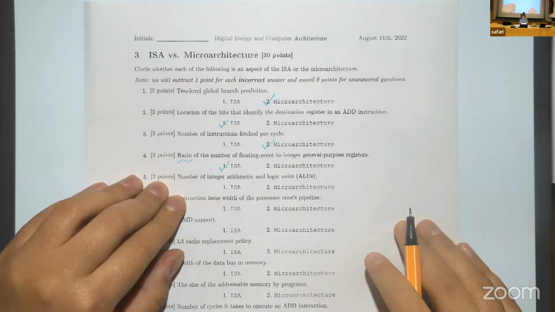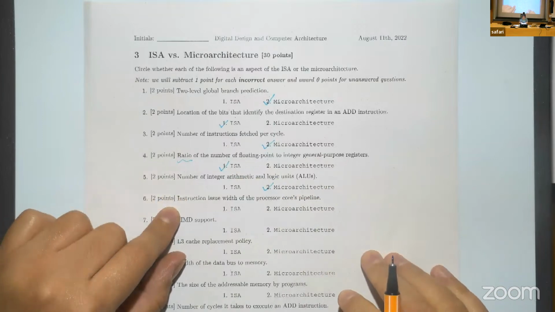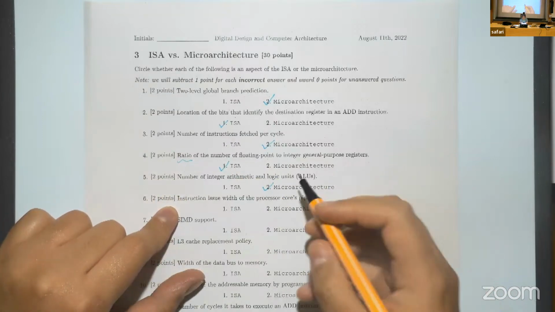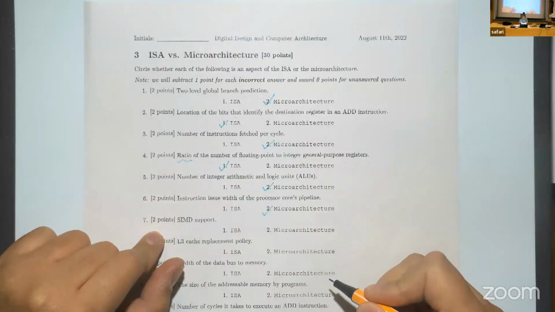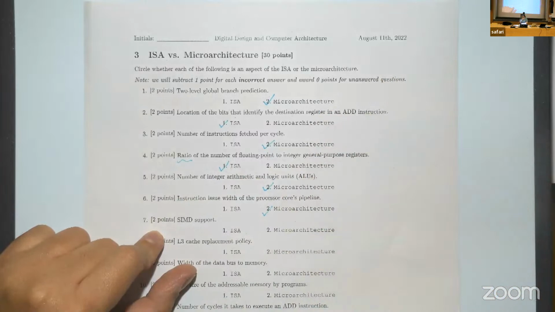Number of integer arithmetic and logic units, or ALUs. Again, we don't need to know about it. It's just how things are implemented. Instruction issue width of the processor core pipeline. It's again microarchitecture. By the way, if the reasoning behind any of these choices is not clear, please stop me.